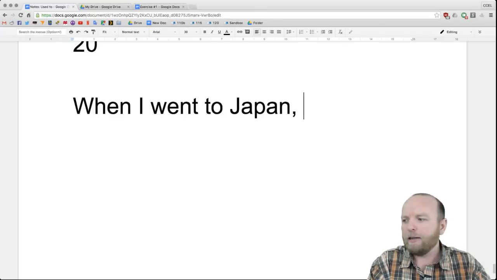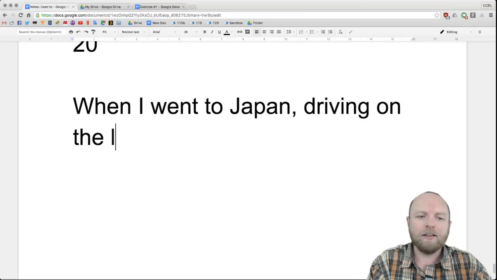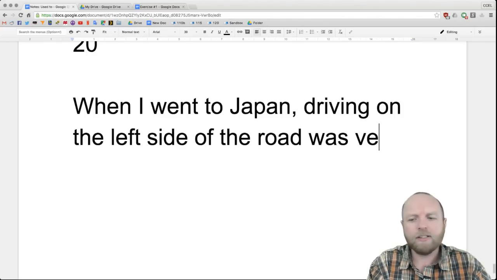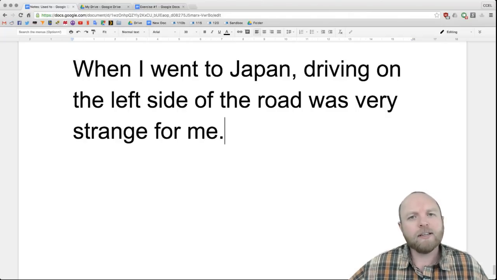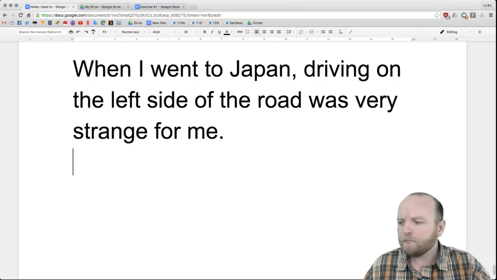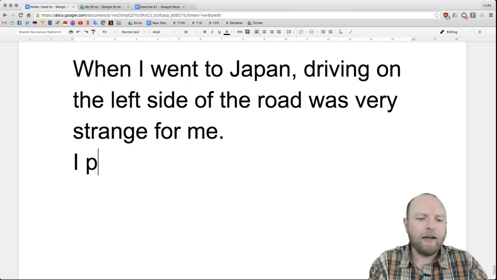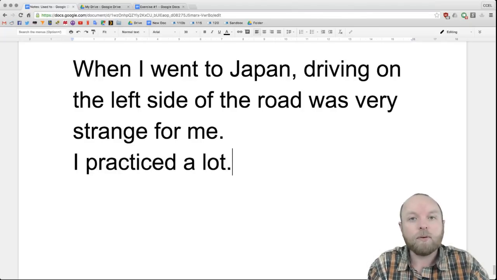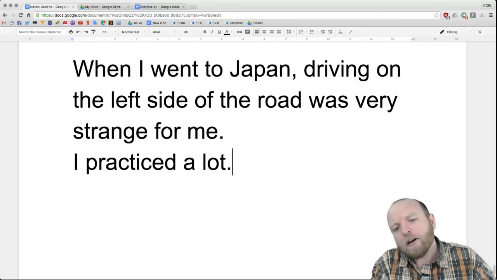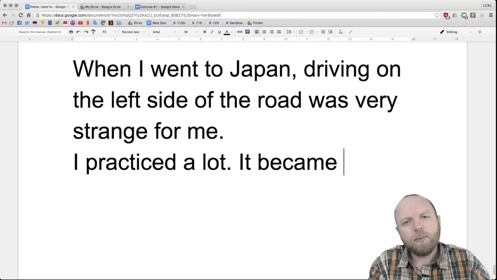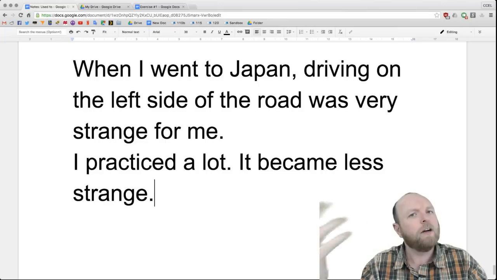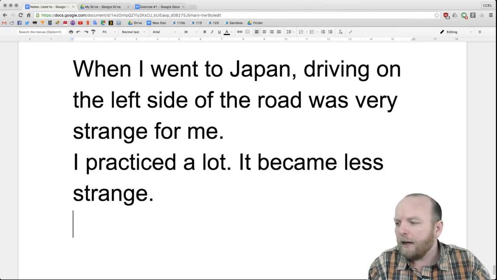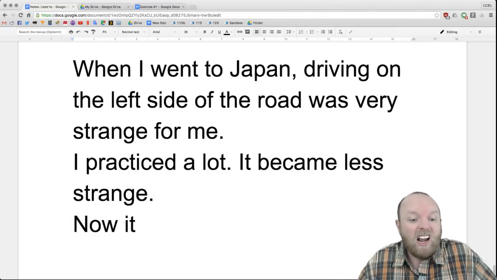When I went to Japan, driving on the left side of the road was very strange for me. It was very, very strange for me, because in Canada we drive on the right side. So what did I do? Well, I practiced a lot. And after I practiced a lot, it became comfortable. It became less strange. It became more comfortable. And finally, now, if I go to Japan, it's comfortable for me.